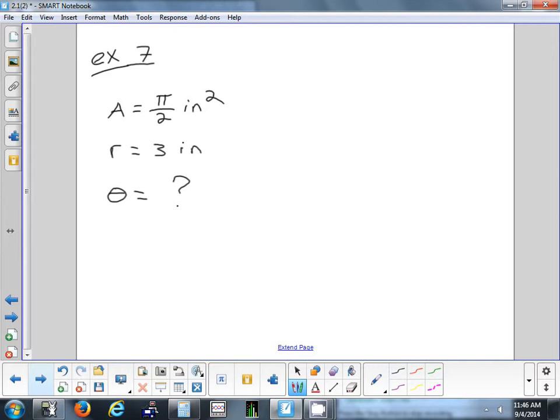All right, so we'll finish up with this one. Okay, the area is pi over 2, radius is 3, find the angle. Why don't you try that one? See if you can do it. I'll walk around and I'll help you out. You're not going to have to worry about taking a square root this time because I'm giving you the radius.